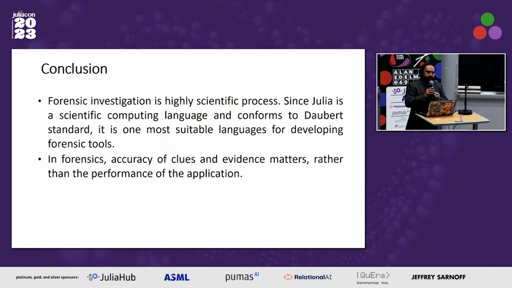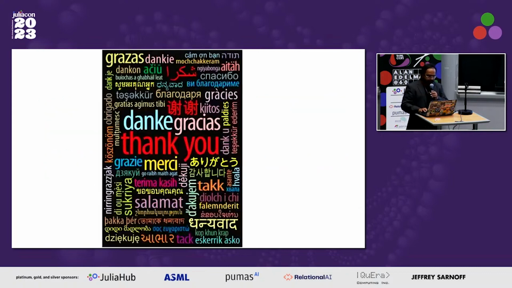Then in conclusion, forensic investigation is a highly scientific process. Since Julia is a scientific computing language and conforms to the IEEE standard, it is one of the most suitable languages for developing forensic tools. And in forensics, accuracy of clues and evidence matters rather than the performance of the application. Thank you.